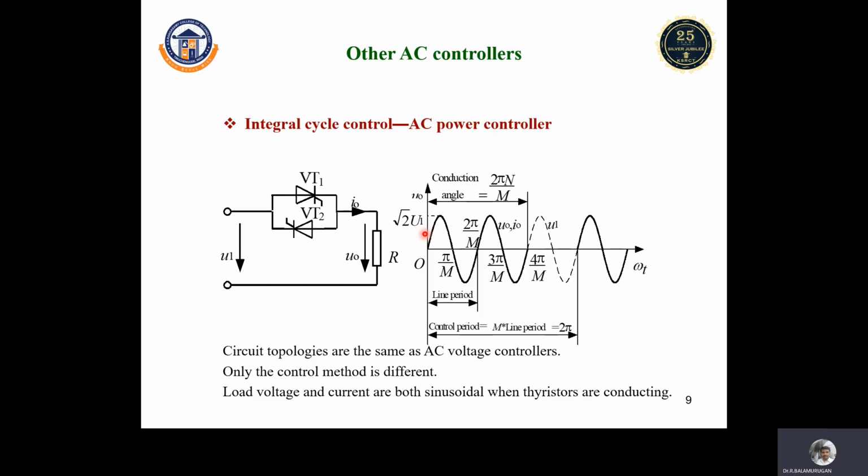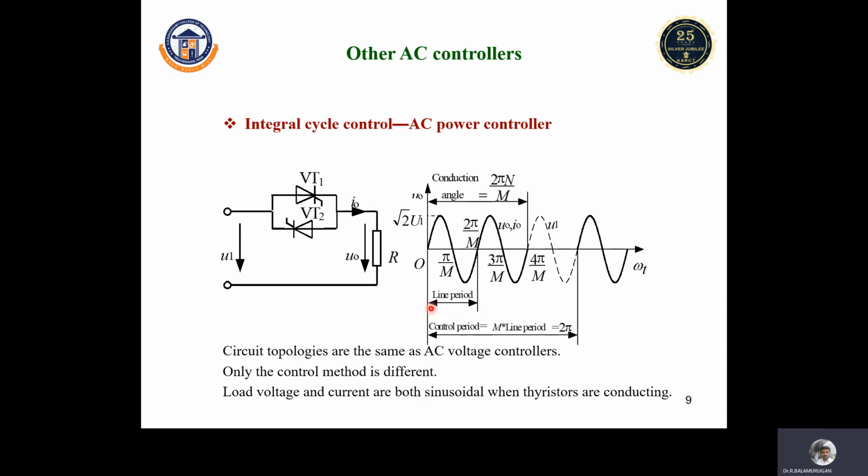So let's go with the control of this AC voltage controller. So, integral cycle control. Here you can see the control over this AC voltage controller, that is single phase. We can have integral cycle control. So what does integral cycle control mean?